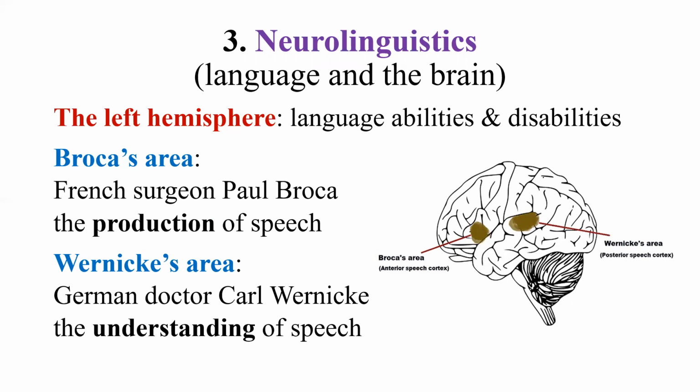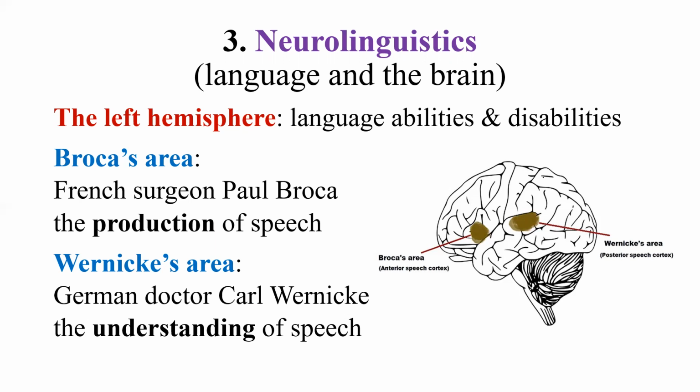So that's called disabilities. There are two major areas. One we call Broca's area, named after the French surgeon Paul Broca. Paul Broca said the anterior speech cortex, that is the front part of the left hemisphere of the brain, what we see on the screen, is responsible for the production of speech, for how we produce speech, how we make speech.